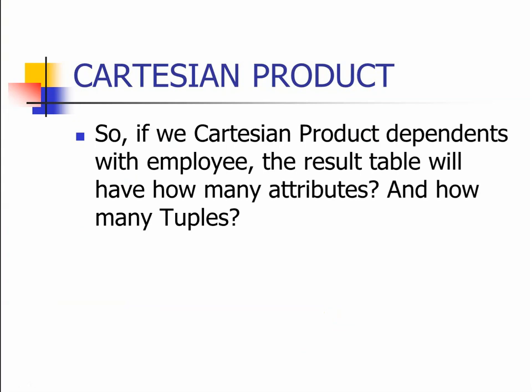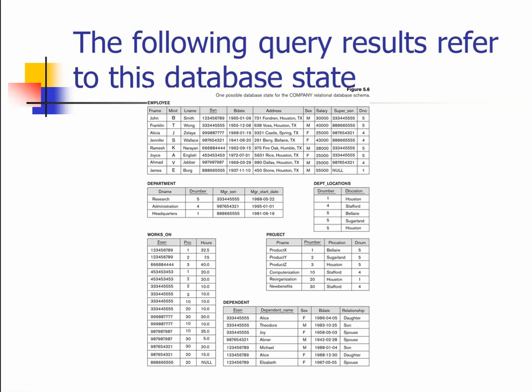So here is the question I want to ask you guys, and I want you to think about this. If a Cartesian product of dependent with employee, the result will be how many attributes and how many tuples will be generated? That's the question. So again, the question is indicating that if we go into the information table, the tuples, if we Cartesian product employee as well as the dependent, so two tables being Cartesian product together, how many attributes is the end result of the table, and how many tuples will it generate?